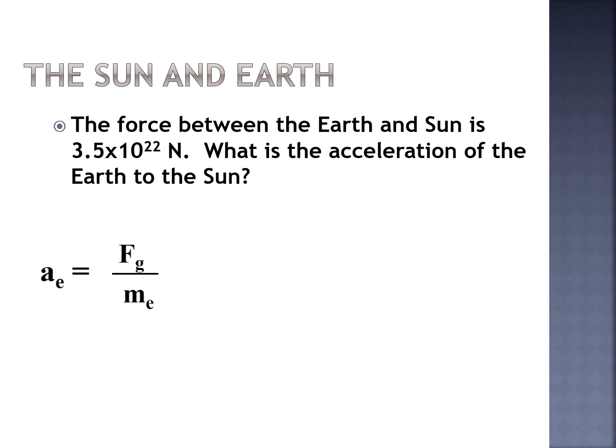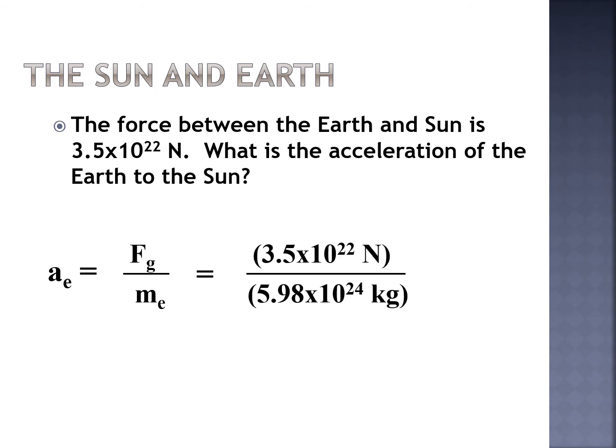So using Newton's second law, where net force, and the only force we have is a force of gravity, equals mass times acceleration, divide both sides by mass, and we get 3.5 times 10 to the 22nd newtons divided by 5.98 times 10 to the 24th kilograms. This mass was on the previous slide for the earth. We get 0.00586 meters per second squared.